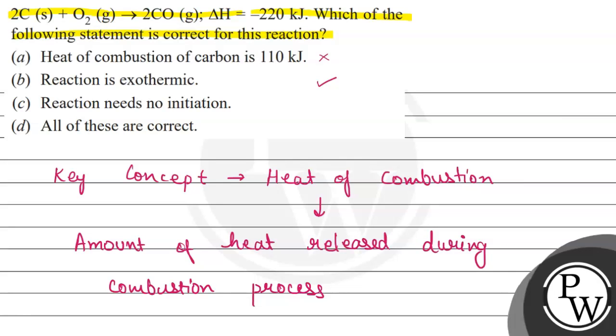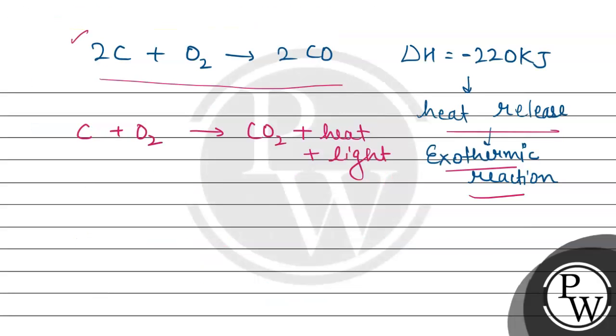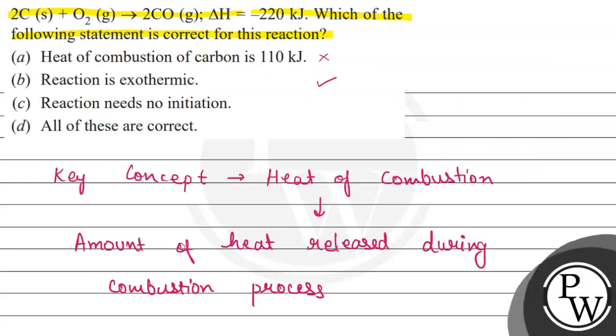Option C says reaction needs no initiation. For such kind of reaction, इस reaction के लिए small amount of initiation is required to proceed, प्रोडक्ट का फॉर्मेशन के लिए. सो ये भी हमारे पास ऑप्शन सी जो है गलत है. ऑप्शन डी सेज ऑल ऑफ दीज आर करेक्ट. ऑल ऑफ दीज करेक्ट नहीं है सो दिस इज ऑल्सो इनकरेक्ट.